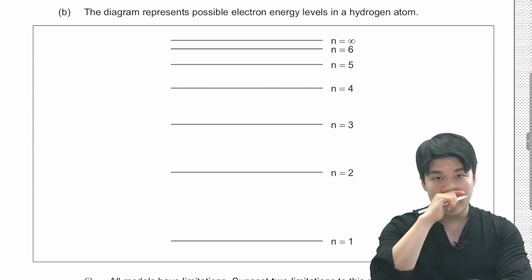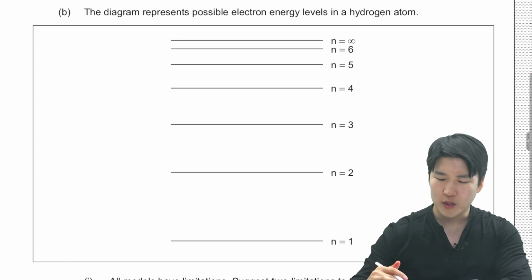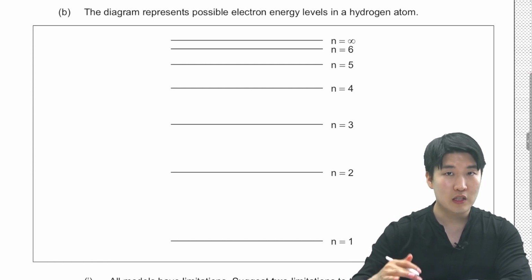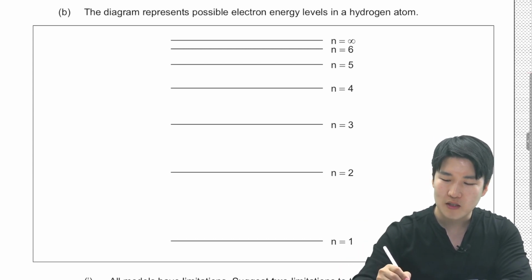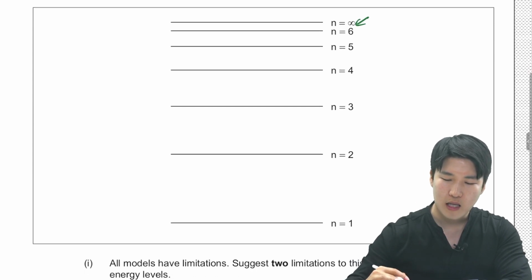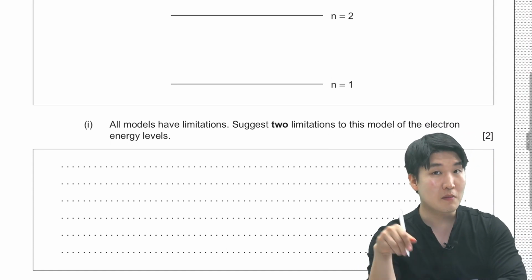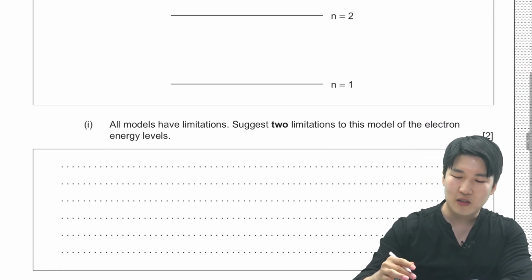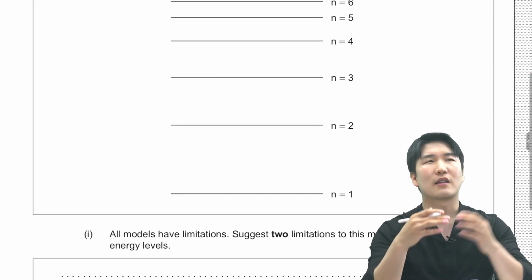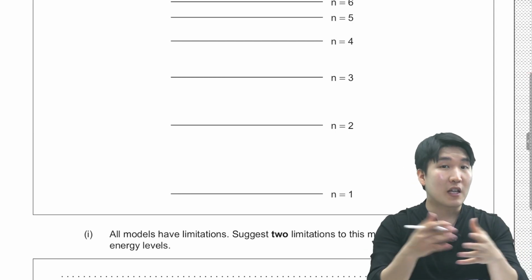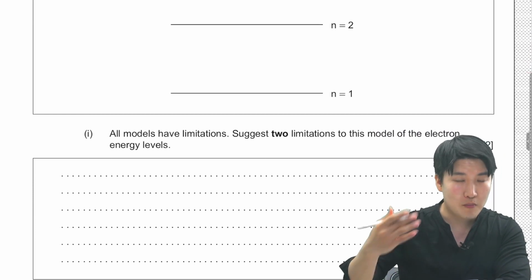We have the energy levels of a hydrogen atom with the discrete levels converging towards high frequency, high energy, where n equals infinity represents the highest possible energy level. Two limitations to this model of electron energy levels is that, well, we know there are now sublevels, orbitals, that represent the position of electrons, and that's the more accurate version of atomic substructure.